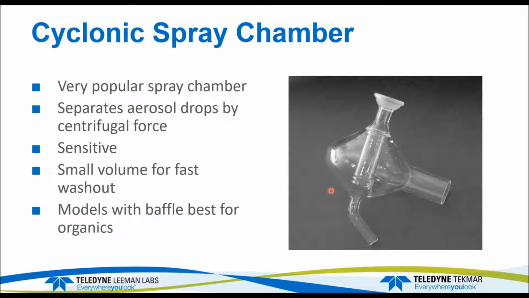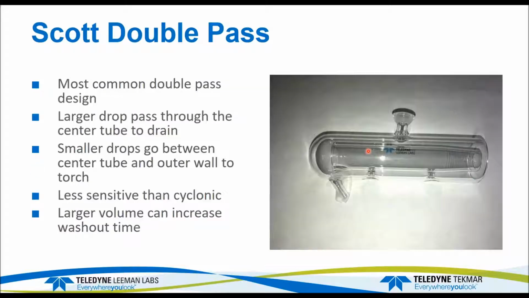Another advantage of the cyclonics is the volume is quite small, so you have fast washout, particularly when you're trying to do really high sample throughputs. Some of the other type spray chambers are bigger. Sample washout takes longer. And as I said, the models of these that have the baffle or the knockout tube in it are really the best for organics. If you don't have that in there, it's not impossible to get it to work, but it's a bit more of a challenge, and you run into more issues with carboning up and plasma instability. So the cyclonics are nice for organic analysis.